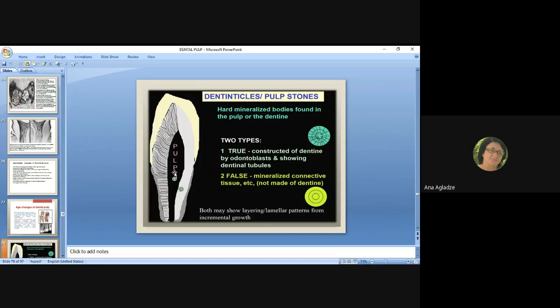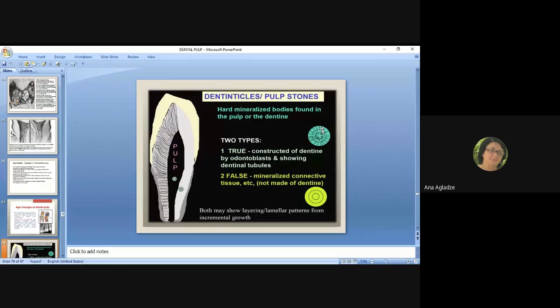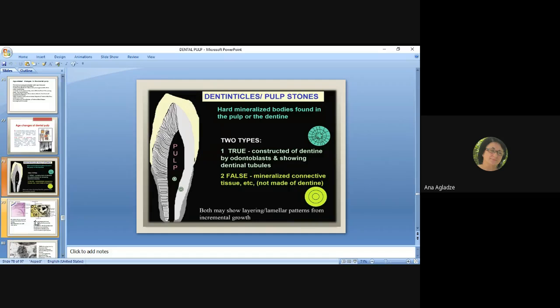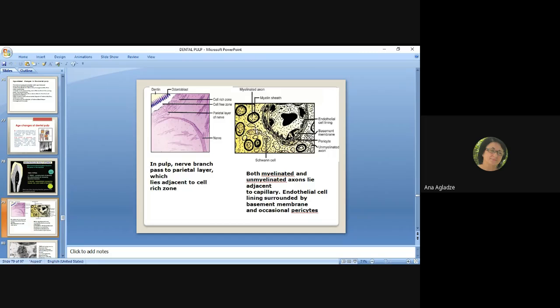There are two types of denticles: true denticles and false denticles. True denticles can contain tubules. They are constructed as dentin by odontoblasts, and they show dentinal tubules. The false ones are mineralized, calcified connective tissue. These denticles may lie freely in pulp tissue or protrude out of it, and you can see these denticles here.